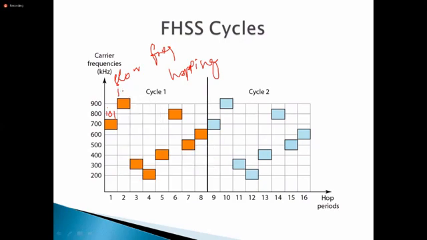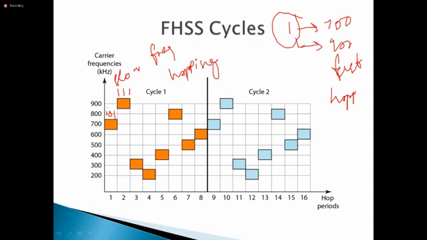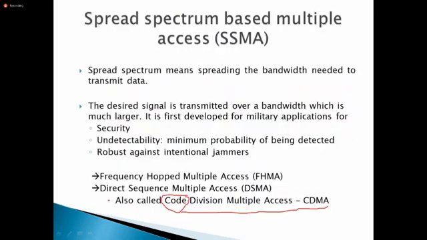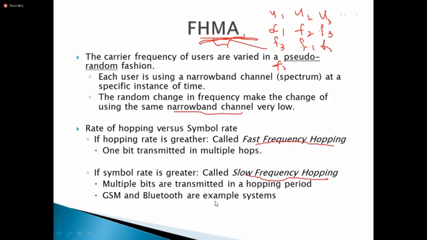Likewise, many bits are transmitted together on one frequency. That is slow frequency hopping. Fast frequency hopping means if I transmit bit 1, I transmit bit 1 using 700 kilohertz at one time. Then after some time, I send bit 1 through 900 kilohertz. That is called fast frequency hopping. Okay? That's what it says.